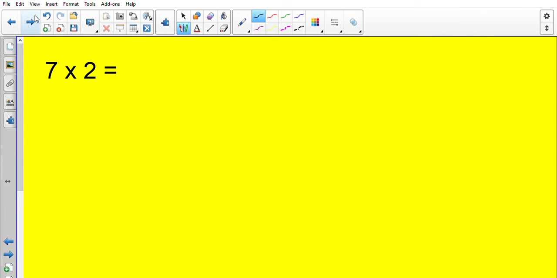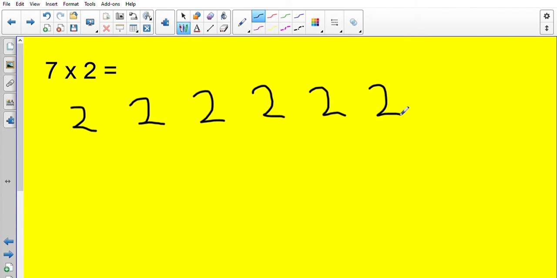Fantastic. 7 times 2. So 7 lots of 2. So we can count 7 twos. So 2, add 2, add 2, add 2, add 2, add 2, add 2. 1, 2, 3, 4, 5, 6, 7. 7 twos. Let's count in twos. 2, 4, 6, 8, 10, 12, 14. So 7 times 2 equals 14.